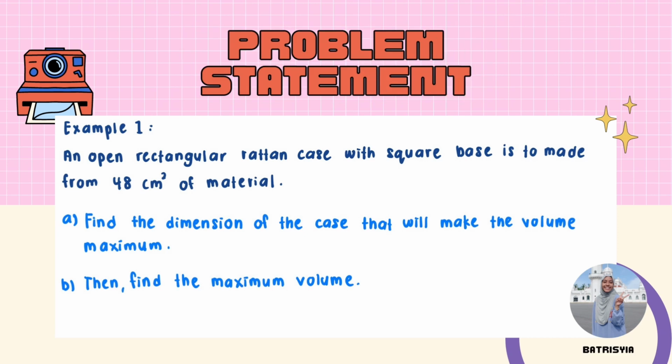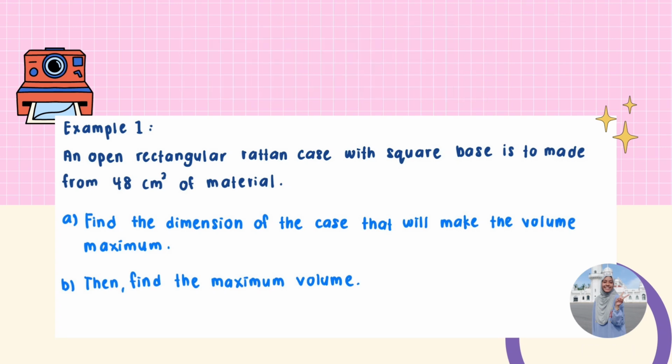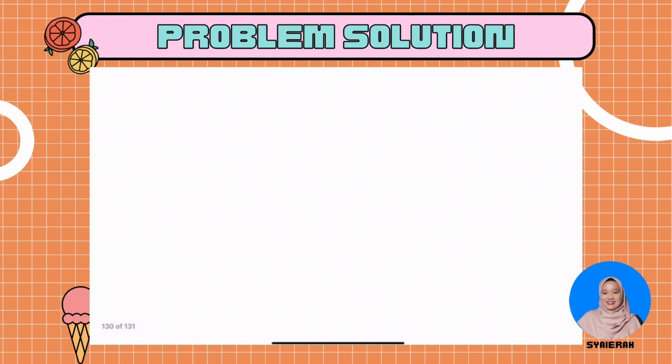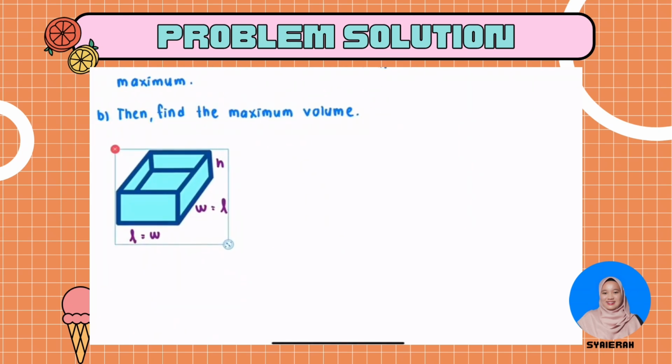For you to understand this topic, we are going to solve one problem statement, which is: an open rectangular rattan case with a square base is to be made from 48 cm squared of material. We need to find the dimensions of the case that will make the volume maximum and then find the maximum volume. Now, I am going to show you how to solve the first question.